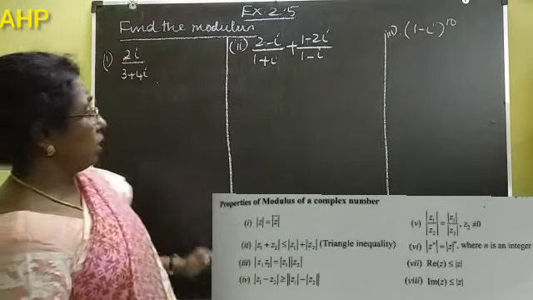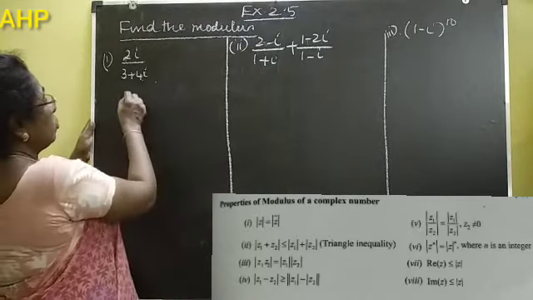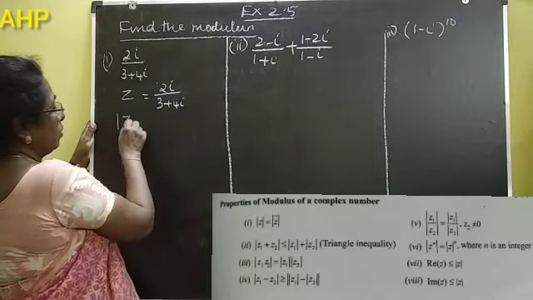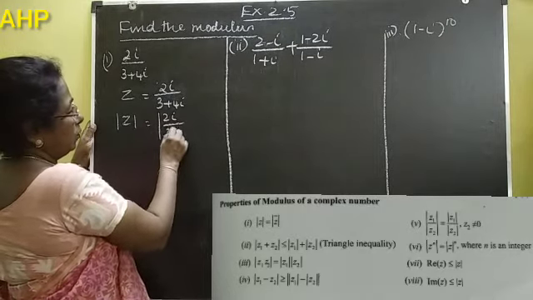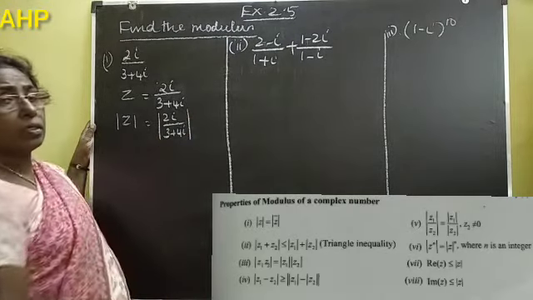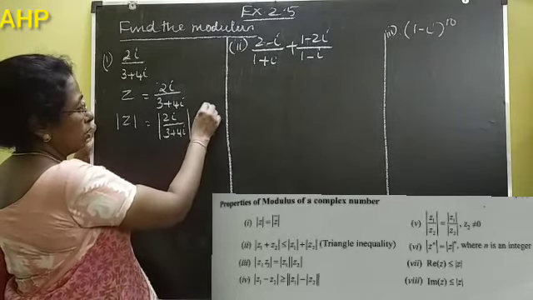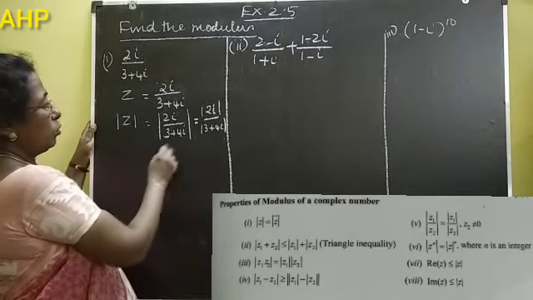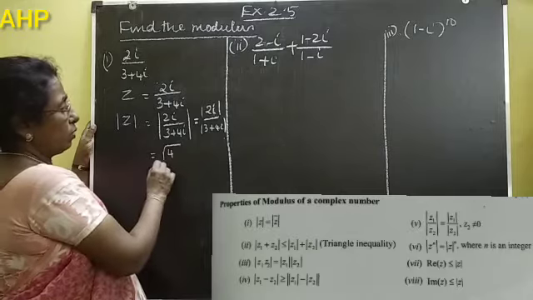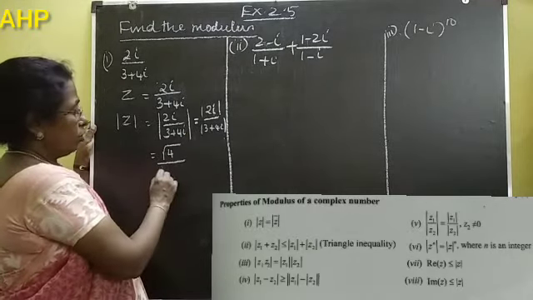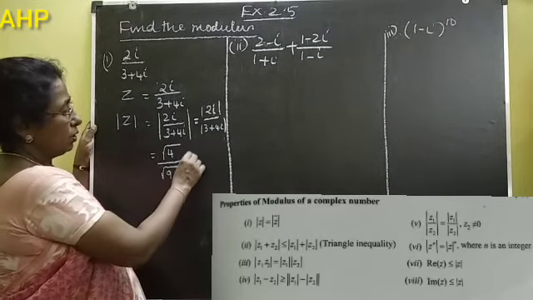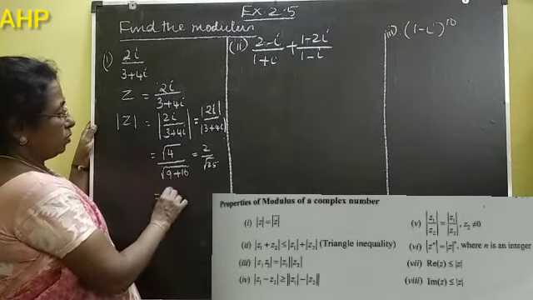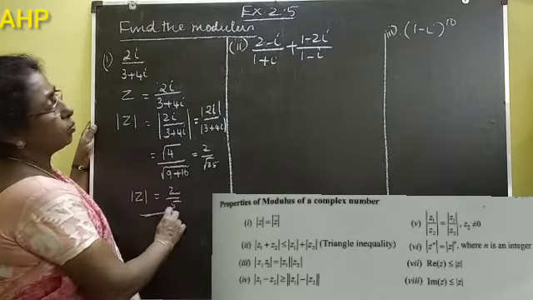In this exercise, the first question, we are asked to find the modulus of the given numbers. Let us assume z is equal to 2i divided by 3 plus 4i. Taking modulus on either side, modulus z is equal to modulus 2i divided by 3 plus 4i. We know that modulus z1 by z2 is equal to modulus z1 divided by modulus z2. Therefore, this will become modulus 2i by modulus 3 plus 4i. Now, modulus 2i is root of x square plus y square. Here x square is 0, so 0 plus 4, it is 4. Denominator, it is going to be root of 3 square 9 plus 4 square 16. So this is equal to 2 divided by root 25, which is 2 divided by 5. So modulus z is equal to 2 by 5.